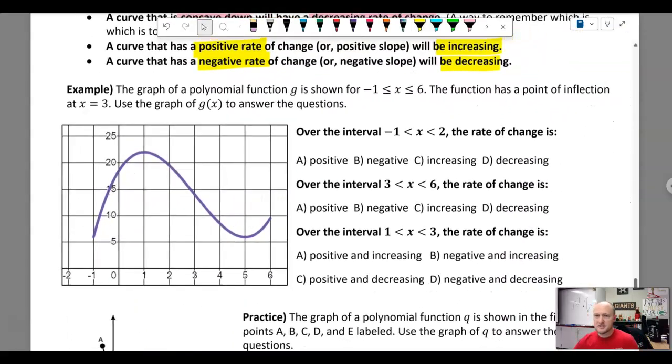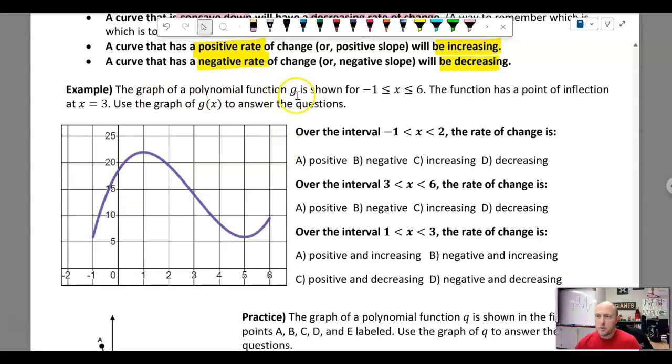All right, so let's look at some examples here. They say the graph of a polynomial function g is shown for -1 to 6. The function has a point of inflection at x equals 3. I like to add a point on the graph if they tell us this, and use the graph to answer the following questions. They say on the interval -1 to 2, so from here to here, the rate of change, is it positive? Is it negative? Is it increasing? Or is it decreasing?